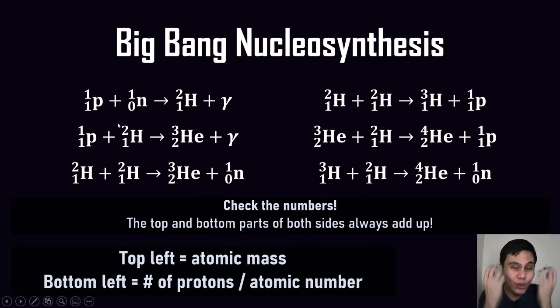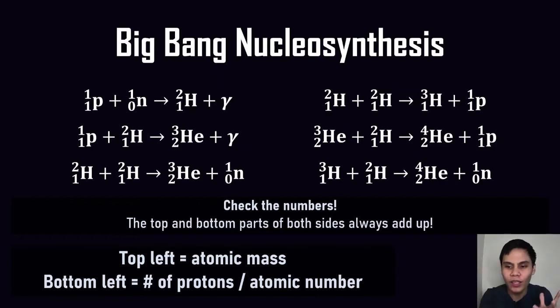If you add them together, you get 3, the same 3 that you get for the top number of helium. If you look at the bottom numbers, which are the numbers of protons involved in this nuclear reaction, we have 1 from the proton here, 1 from the hydrogen here, and if you put them together, you get the 2 protons in this helium atom.